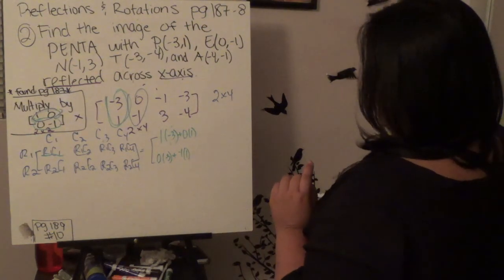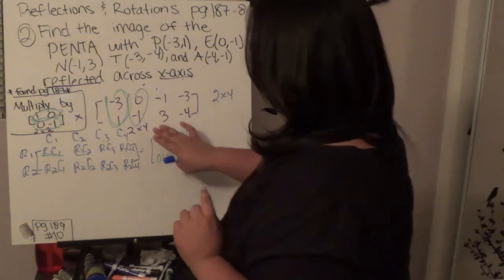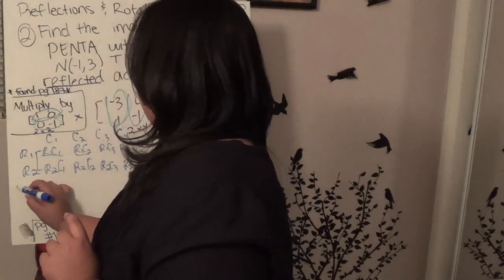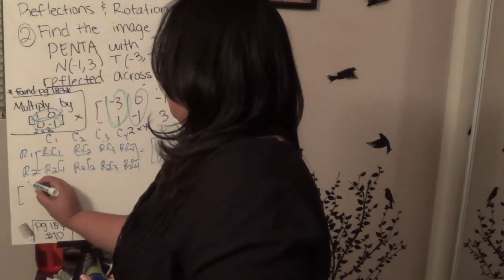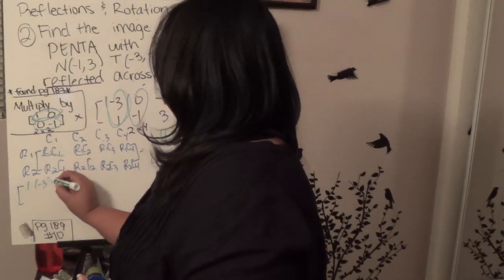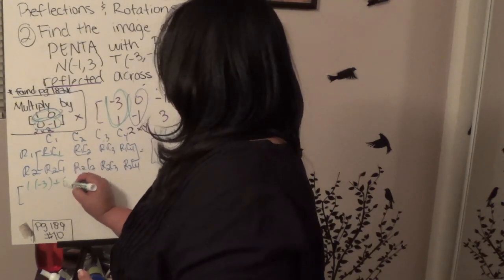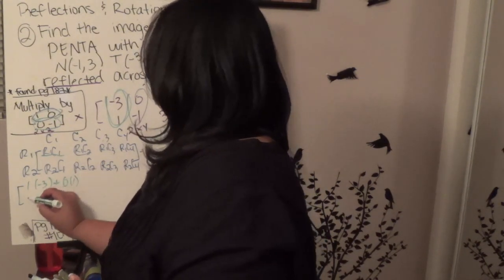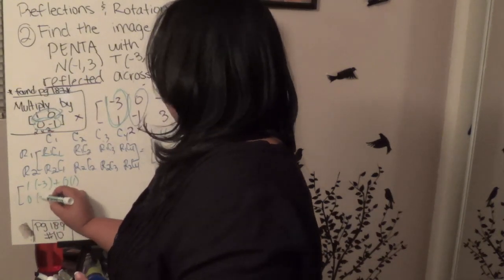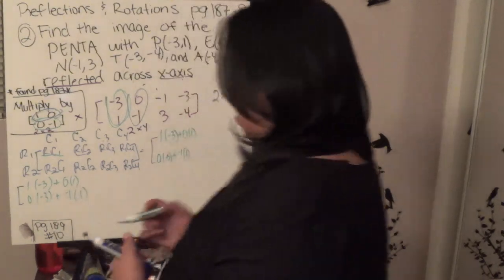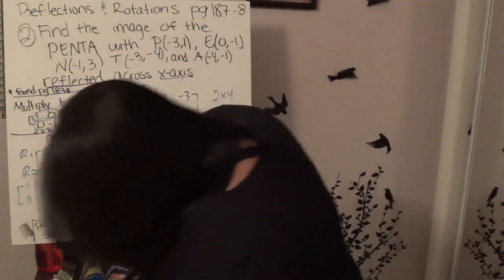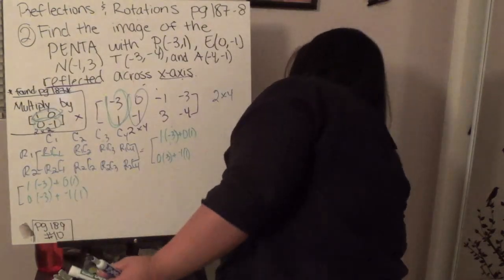I don't think I'm going to have room. Let's do it here. So we have 1, negative 3 plus 0, 1 times 0, negative 3 plus negative 1, 1. My apologies. I want to make sure I have room.